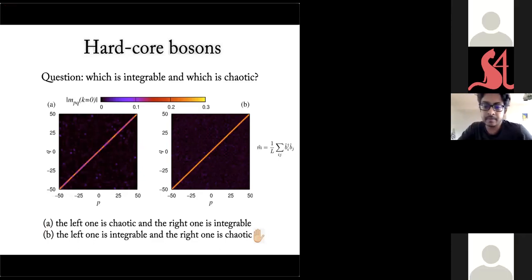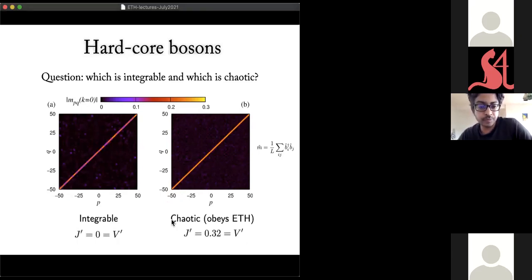Because the left one doesn't have much difference between the off-diagonal and diagonal terms, and in the right one, the diagonal terms are much brighter. Right. So you think that this is also relevant here. Yes, that is correct. The main thing is actually smoothness. You see over here that the diagonal matrix elements are smooth, whereas in this integrable case, this is not something which is smooth.